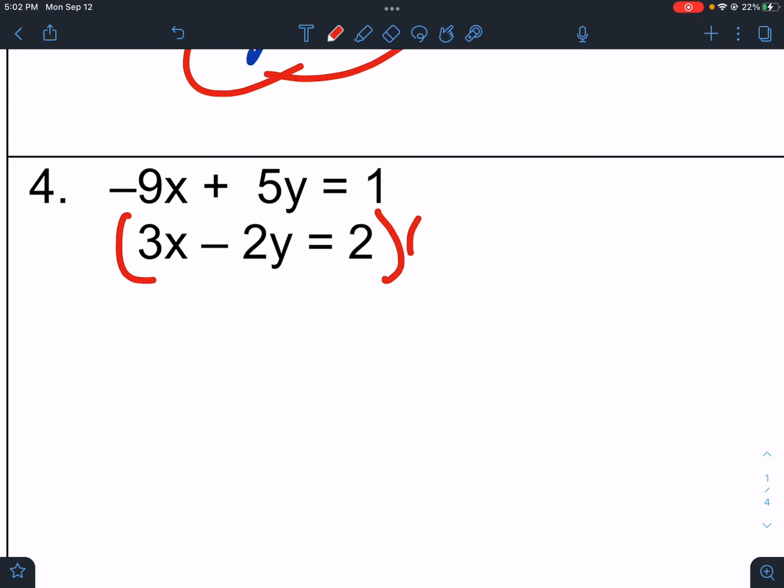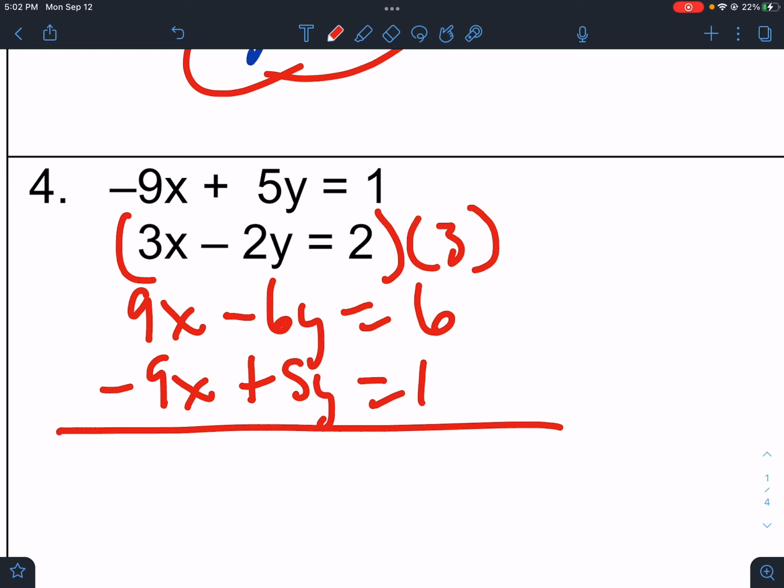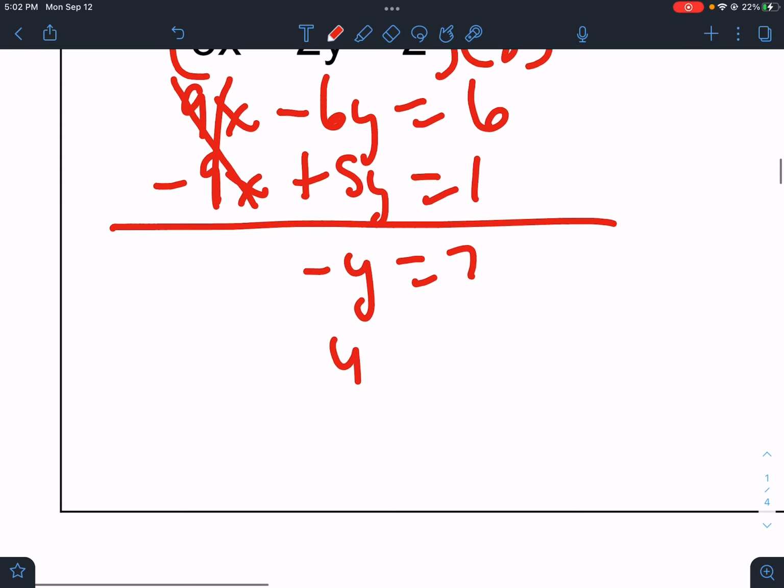If I multiplied this entire row by 3, I would get 9x minus 6y equals 6. And that top row, negative 9x plus 5y equals 1. These are going to combine real easy. Negative 9 and positive 9 eliminate each other. Negative 6y and positive 5y would be negative y. And then that would equal 7. So positive y would equal negative 7.